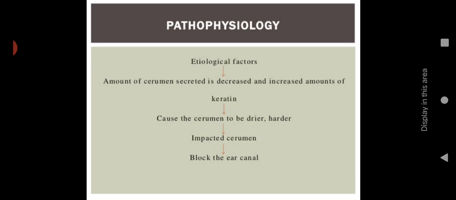So this is how the wax forms: when it is not secreted properly or not drained out properly, keratin increases in the wax, and that makes the wax harder and drier, which will block the ear canal, and we call it impacted earwax.